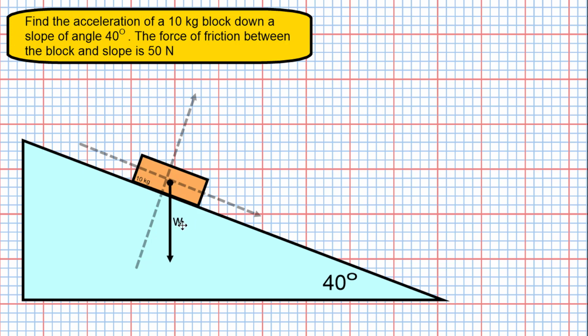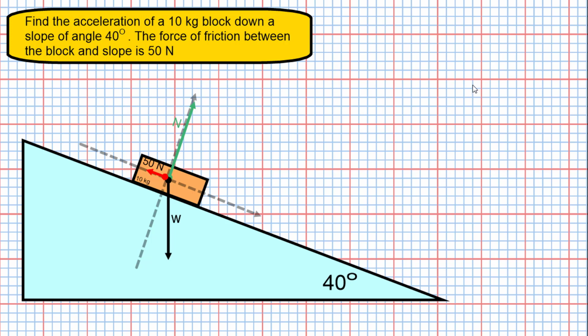The first one is the weight of the block acting straight down. And then we have the normal reaction force. This is caused by the surface of the slope pushing up perpendicular to the block because the block is pushing down on the surface. That's a Newton pair force. So that's the normal reaction force. One other force to put in, and that's the force of friction, which always acts in the opposite direction of the motion. And we know the block is accelerating downwards, therefore the force of friction will be acting upwards. So there you have it. There's our three forces acting on this block.